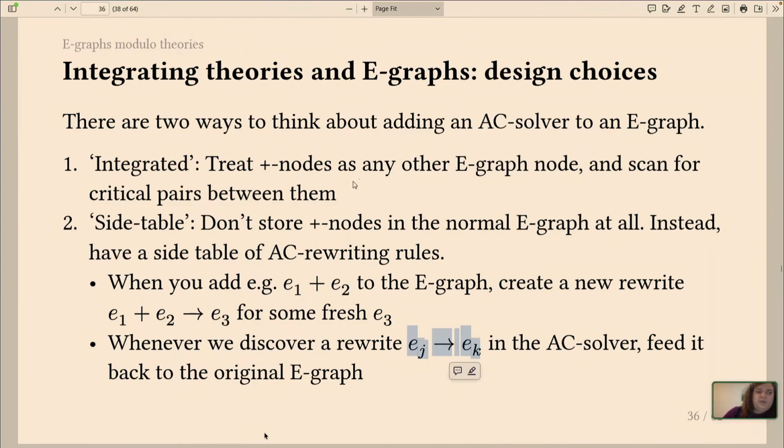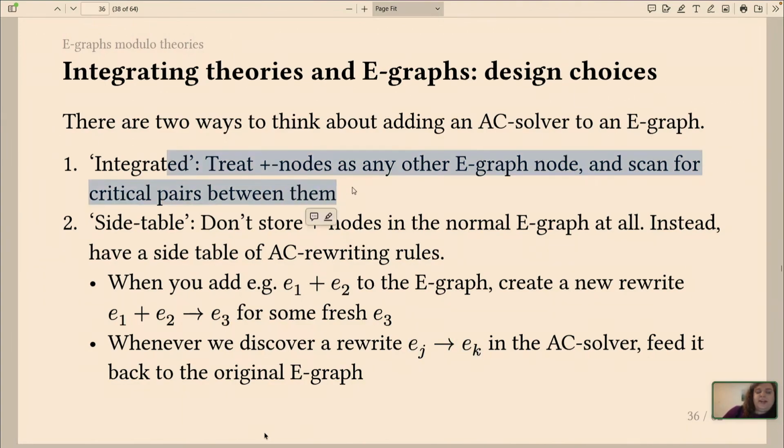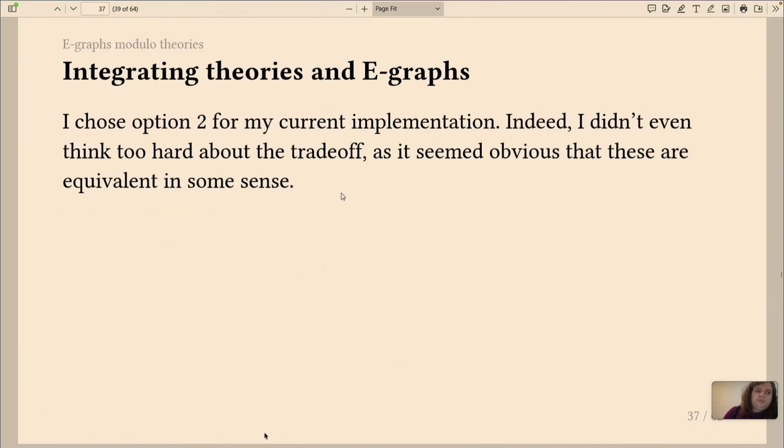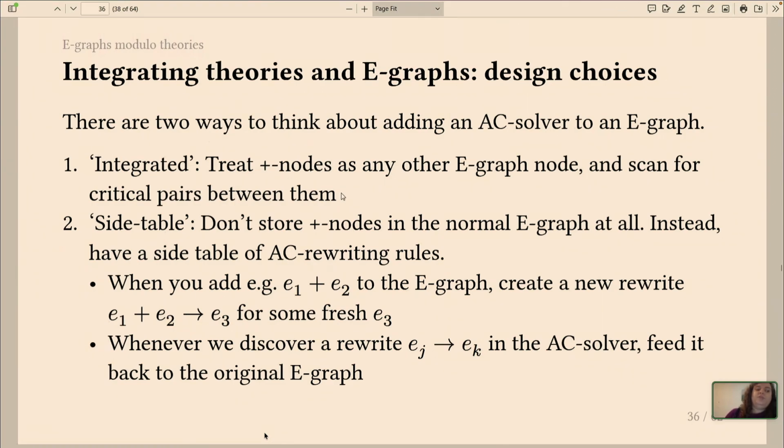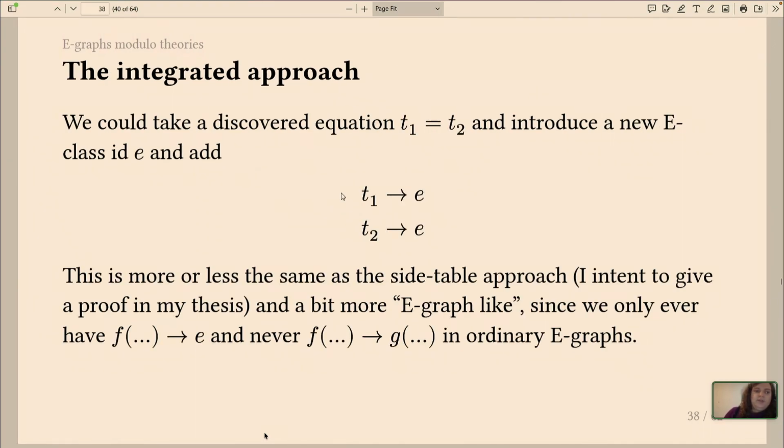The alternative approach is this integrated idea where you think of plus nodes as any other E-graph node, but you look for critical pairs as some separate step. This is a more integrated way to think of things. I didn't think too hard about this trade-off when I implemented it, and you might think they should be equivalent, but there's a non-obvious thing that you might miss if you went with the integrated approach. In the integrated approach, if we had some equation, we'd generate a new E-class ID for them, and put them into those E-classes.